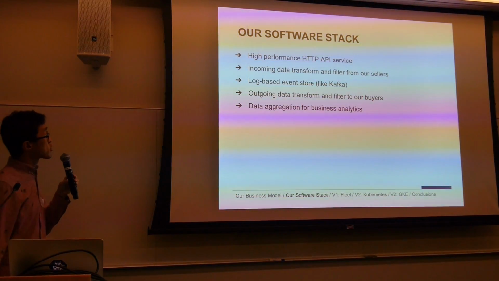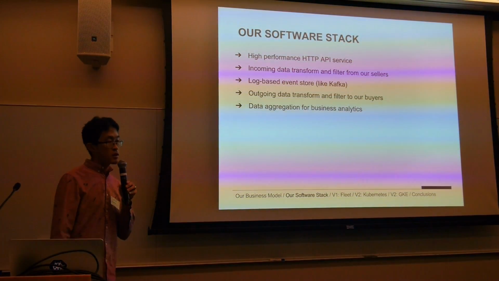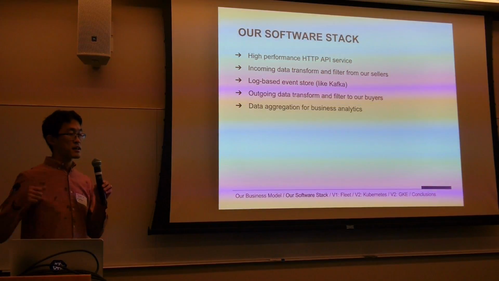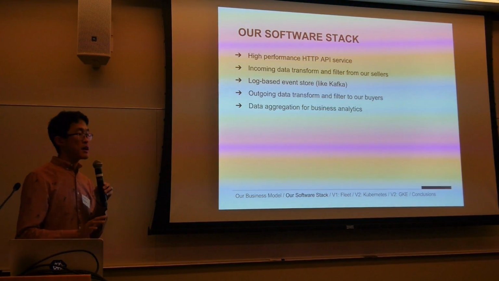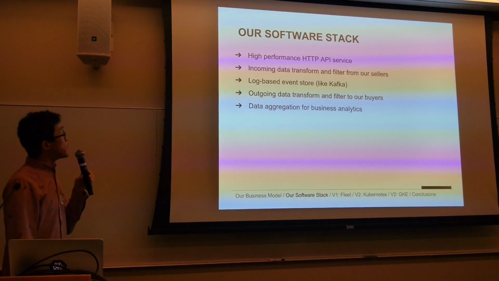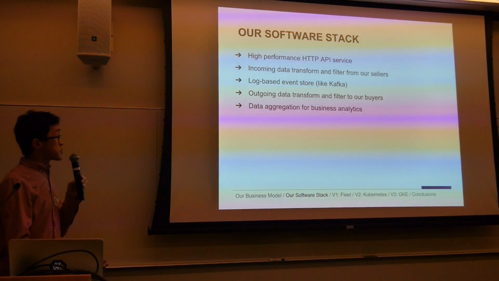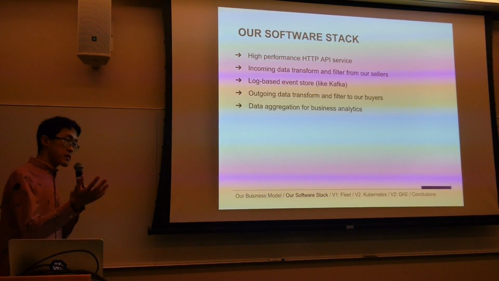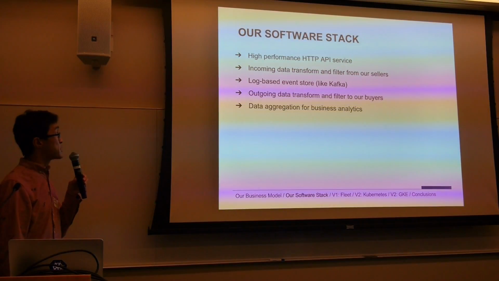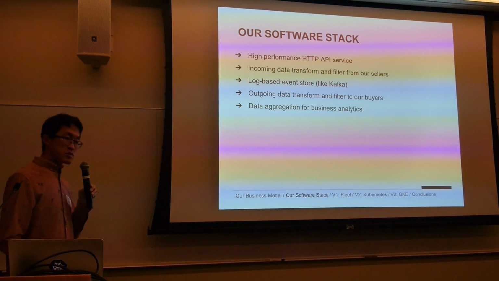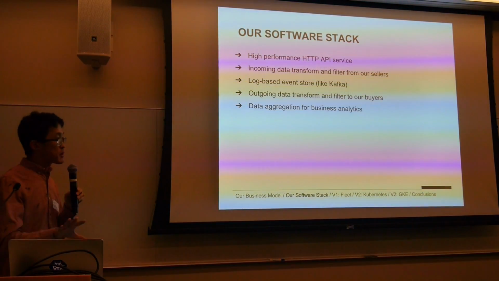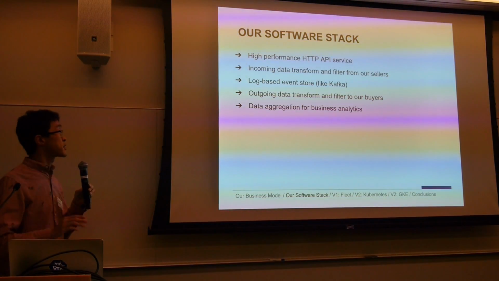First of all, we got a high performance HTTP API service. This has to play by those rules of taking a lot of requests and returning in 500 milliseconds or less, never returning an error. We've got an incoming data transform and filter from our sellers because they are sending us data in various types of formats, JSON, CSV, TSV, what have you. We have a log-based event store. It's built in-house. Our CTO built it. It's kind of like Kafka. It's a lot simpler. I won't talk about it in this talk because you can make a whole talk about it.